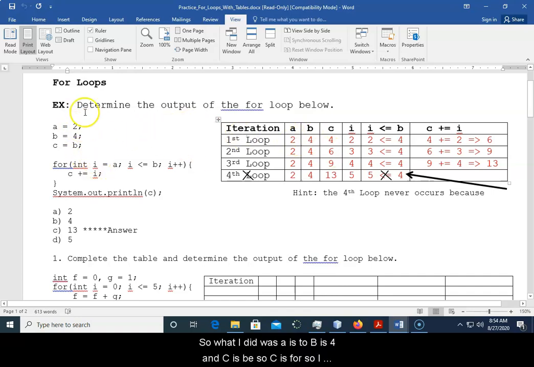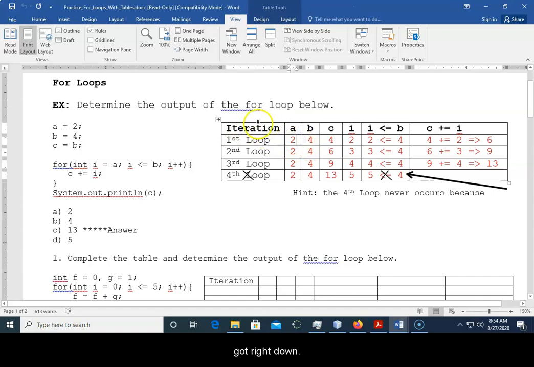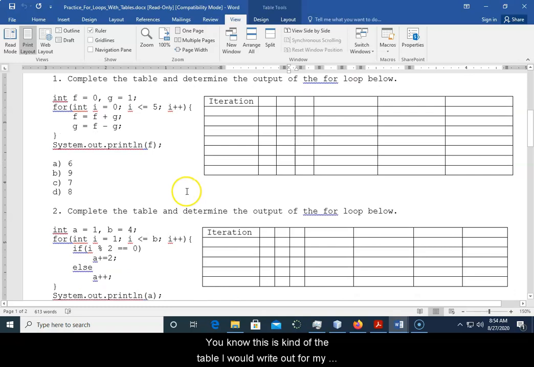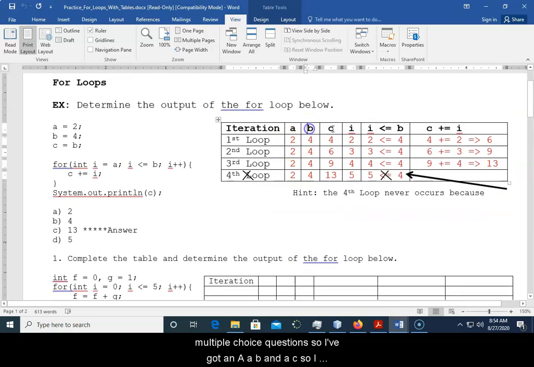So what I did was A is 2, B is 4, and C is B, so C is 4. So I write down, this is kind of the table I would write out for my multiple choice questions. So I've got an A, a B, and a C. So I put down 2, 4, and 4. Then I is equal to A, so A is 2, so I is 2. And then I've got a Boolean expression, 2 is less than or equal to 4. So this is eventually going to get us out of the for loop down here.